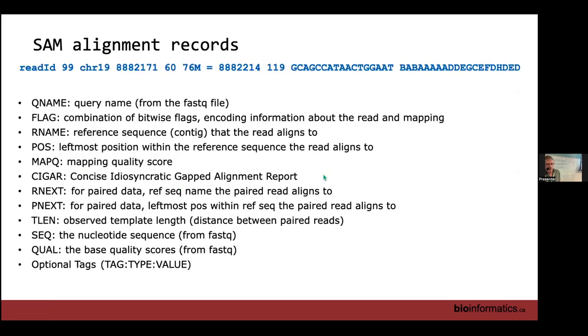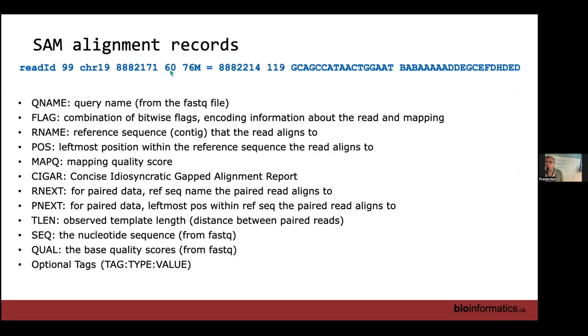The alignment record itself, I'm showing it here. It's a column, a tabular format. We start with a query name, which is the read identifier. This usually comes out of the FASTQ file. Then a flag, which indicates a number of different things about that sequence, which I'm going to talk about. This is called a binary bitwise flag, and I'll explain what that is. Then where it's aligning to, in this case chromosome 19 at this position. There's an indication of mapping quality.